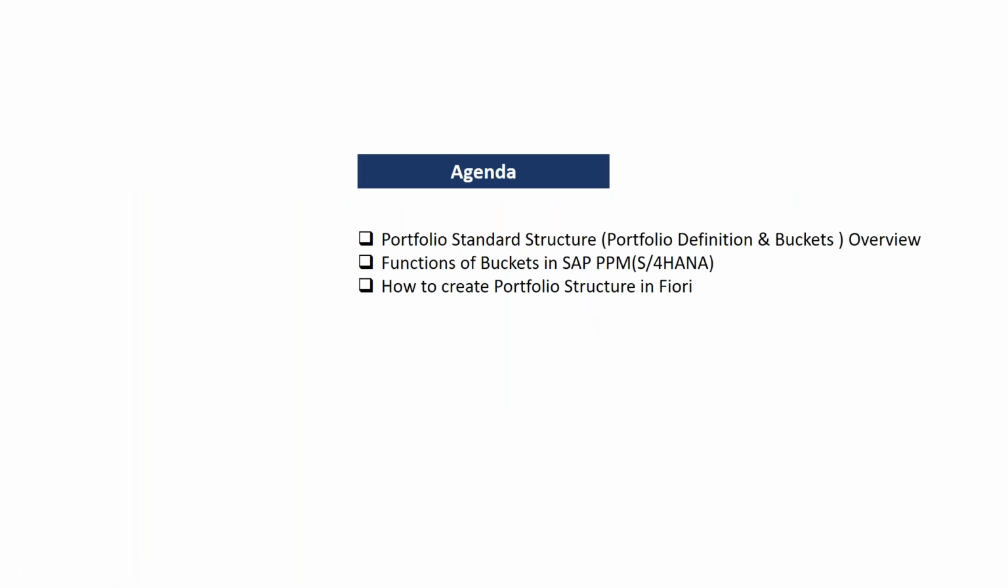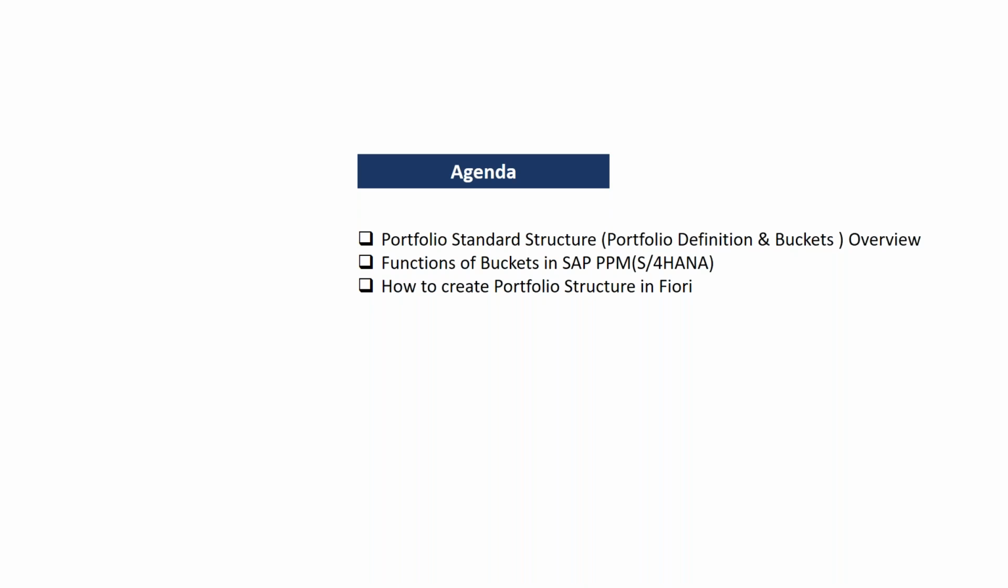So in this session, our agenda is to explain the portfolio standard structure, which is having the portfolio definition and buckets to prepare to create the complete structure of your portfolio. In previous sessions, we understood the basics of EPPM, Enterprise Portfolio Project Management, where we know that there are three major modules. Combinedly, we are calling it EPPM. First is PS, then PPM, and then CPM.